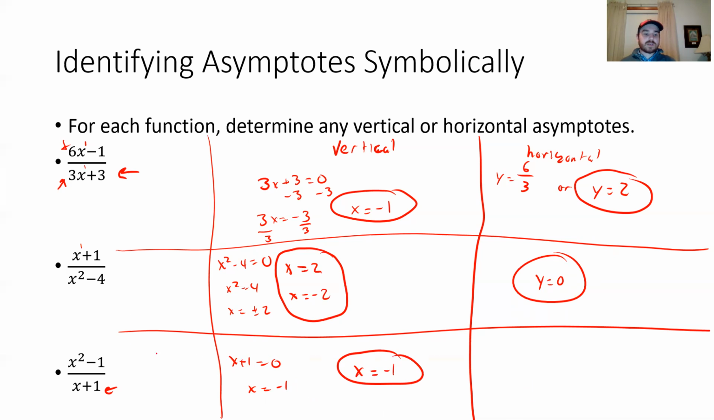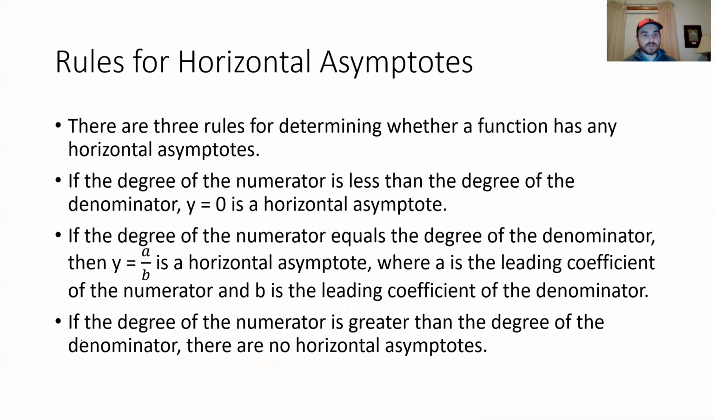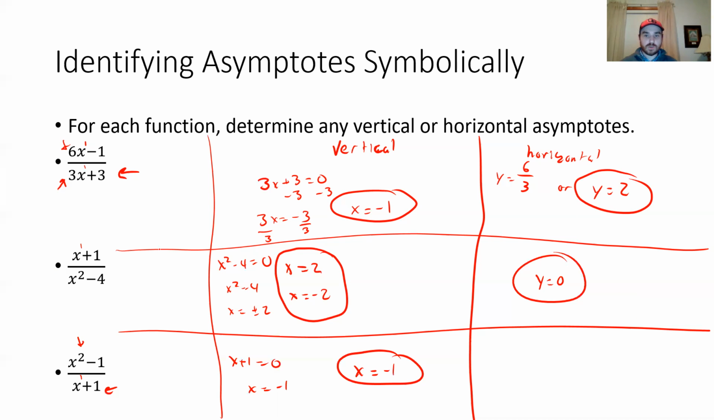And then we need to look at the degree of the numerator is 2, degree of the denominator is 1. So we have a higher degree on the numerator. If the degree of the numerator is greater than the degree of the denominator, there are no horizontal asymptotes. So we would do none. Right? And that's how you solve for those symbolically.